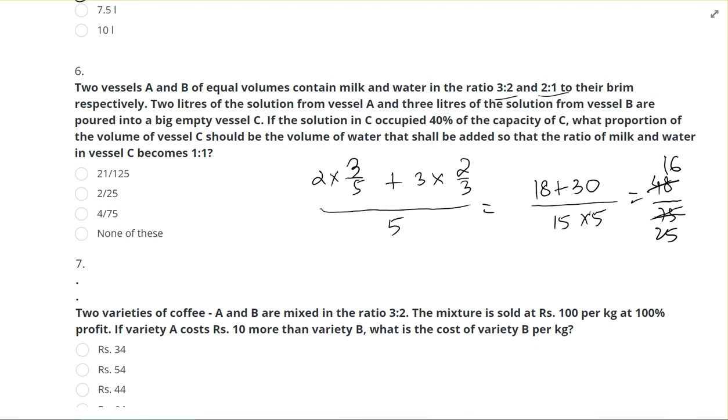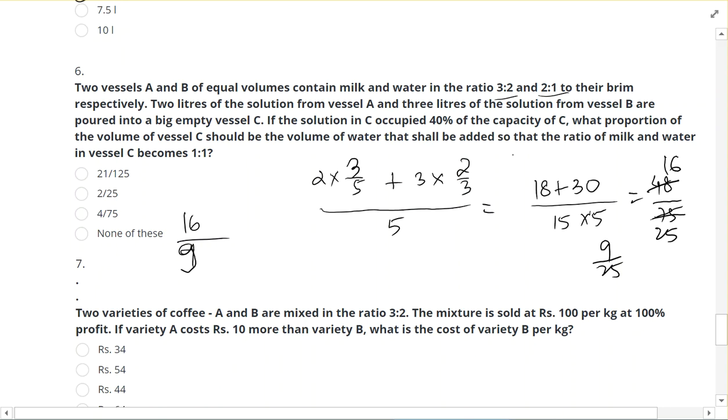So milk is basically 16 by 25. So water is 9 by 25. Hence water and milk are in the ratio 9 to 16. What proportion of the volume of vessel C should be the volume of water that shall be added, so that the ratio of milk and water in vessel C becomes 1 is to 1.